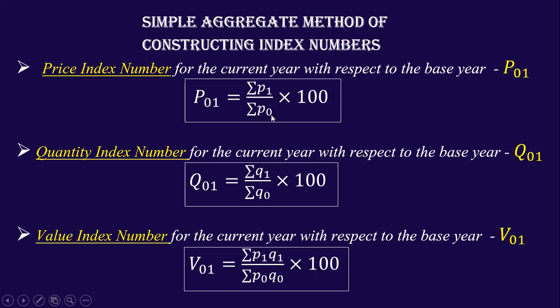So remember this thing: base year prices, its summation; base year quantity, its summation; product of price and quantity of base year, its summation. These base year values are in denominator, since it is with respect to base year, so the summation of these base year values is in denominator. We use these three formulae and solve examples on constructing index numbers using simple aggregate method.